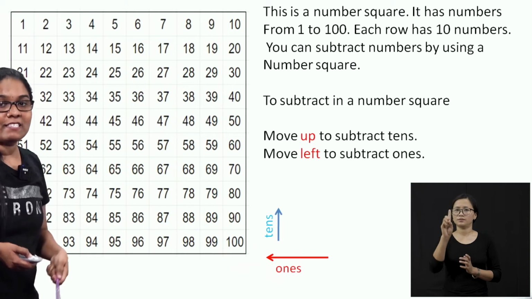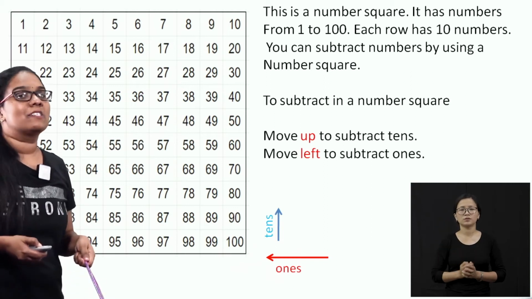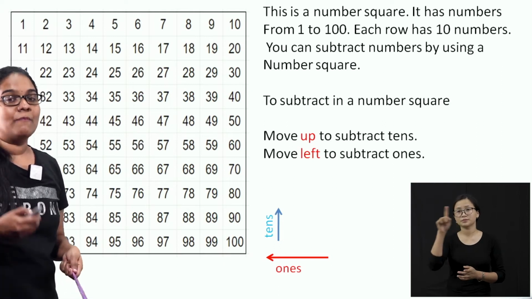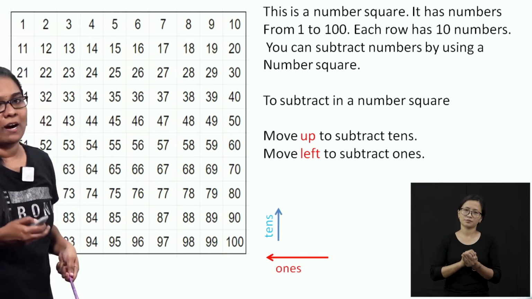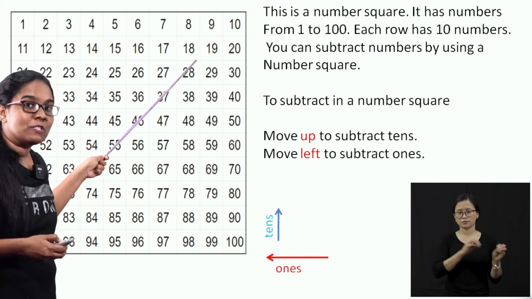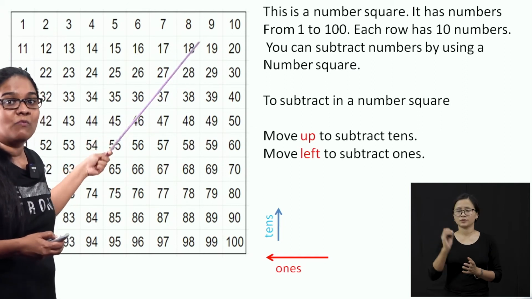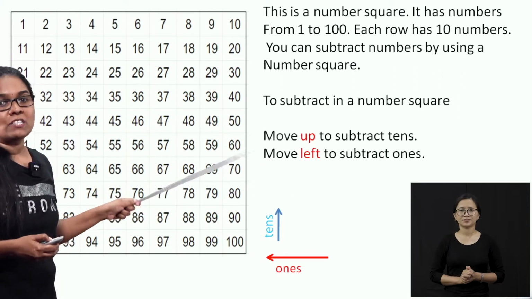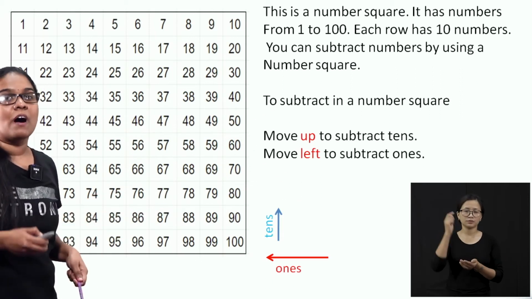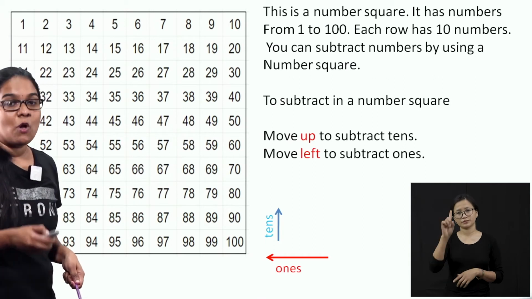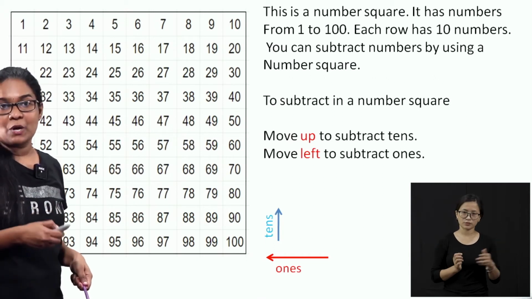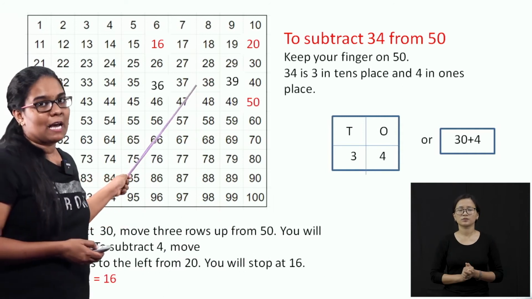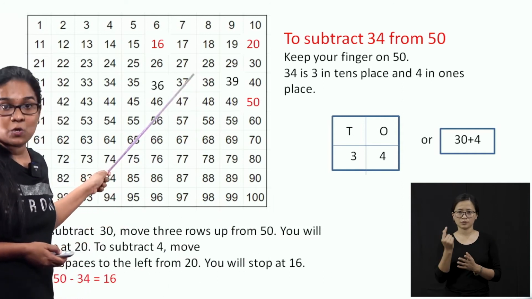You can subtract numbers by using a number square. To subtract in a number square, you have to keep two things always in your mind. Move up to subtract tens, move left to subtract ones. Okay, let's check how to subtract numbers by using a number square.